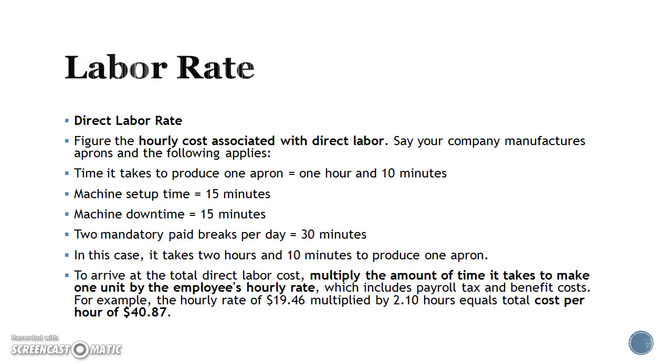To arrive at the total direct labor cost, you would multiply the amount of time it takes to make one unit by the employee's hourly rate, which would include payroll tax and benefit costs.